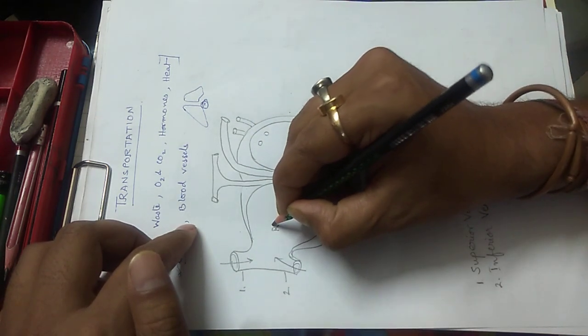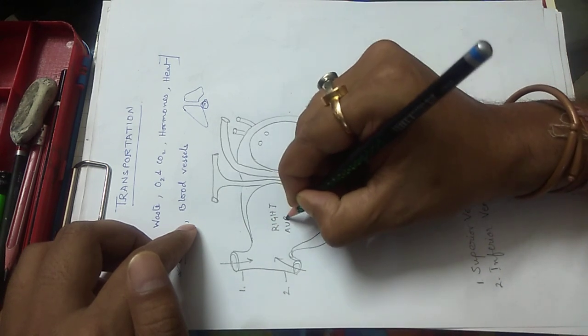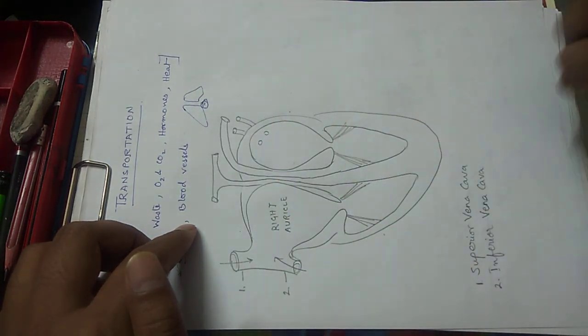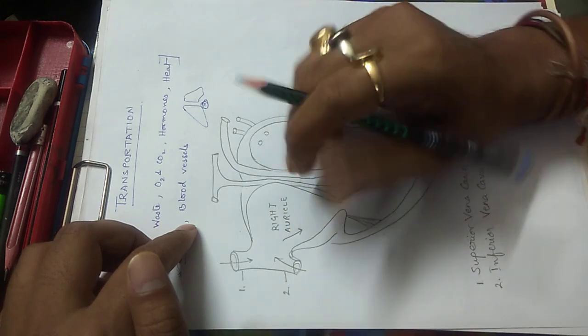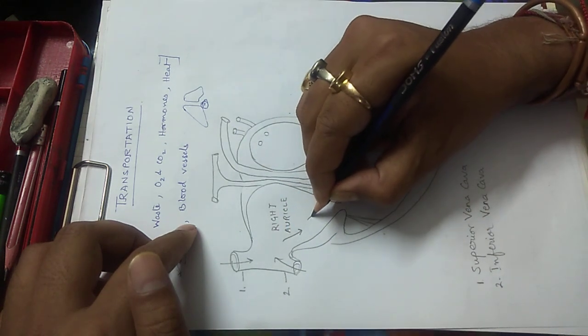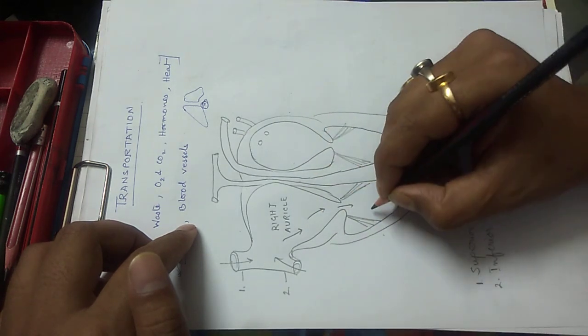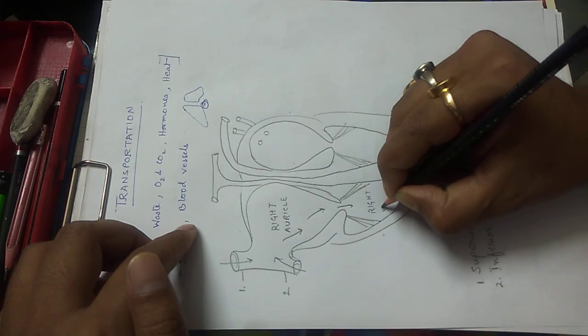This chamber is called the right auricle. It is also sometimes called the right atrium, auricle or atrium. Now from the right atrium, as the right atrium contracts, the deoxygenated blood will enter into this chamber. This chamber is called the right ventricle.